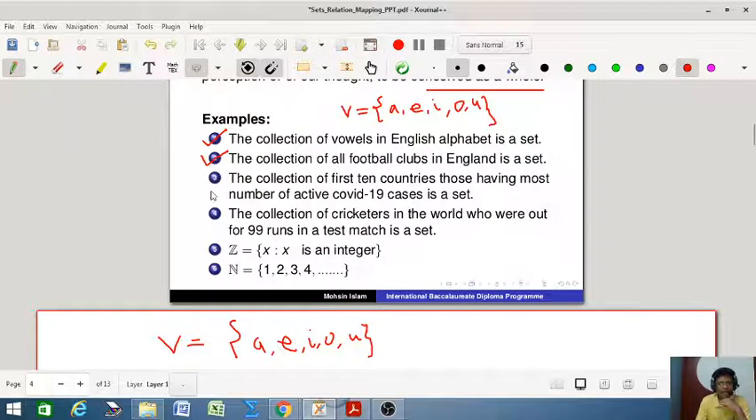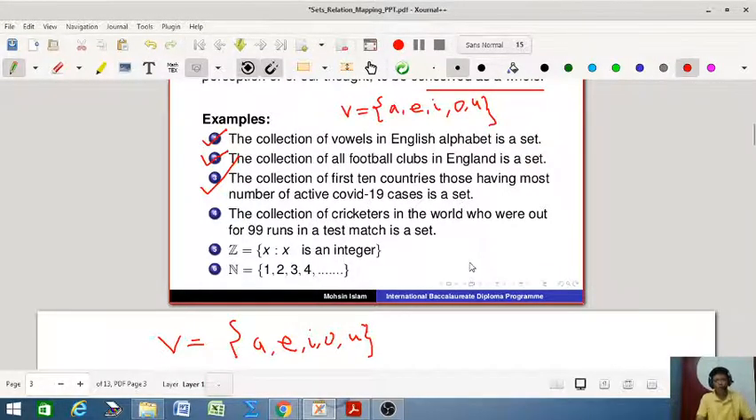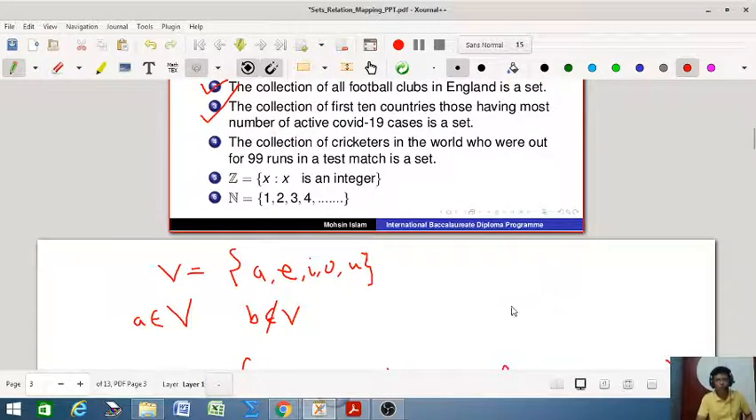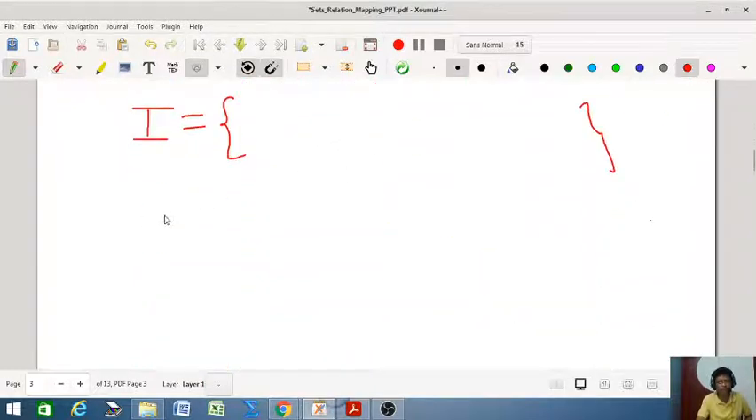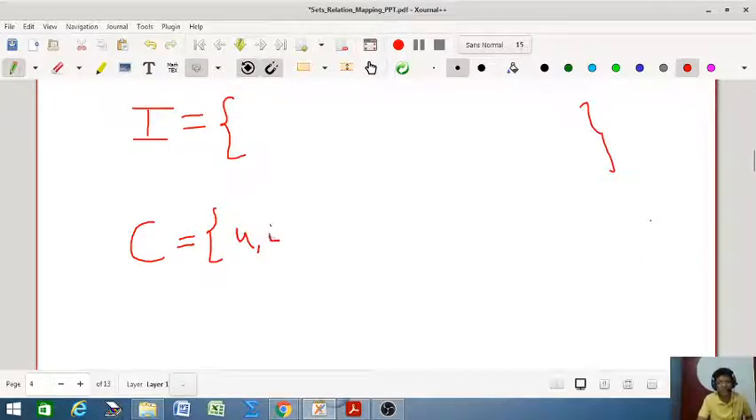Now let me give you a more interesting example. This is a real world application. Look at the third example: the collection of the first 10 countries having the most active COVID-19 cases is a set. You know that in this pandemic situation the whole world is talking about COVID-19, so we also have to talk about it. So we have a set of 10 countries. Do you know who is at the top? I think it's the US, right? Yes, the US. Second, India. And then Brazil. Brazil is third.